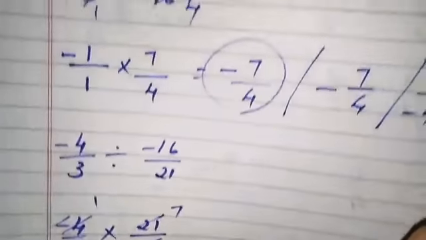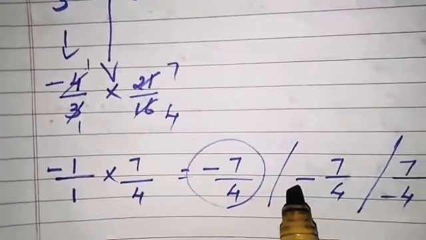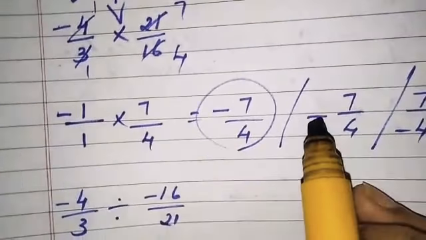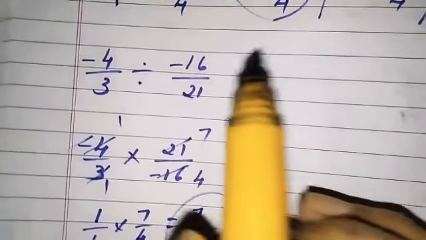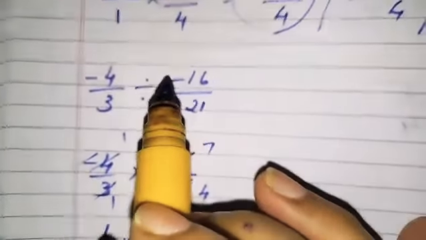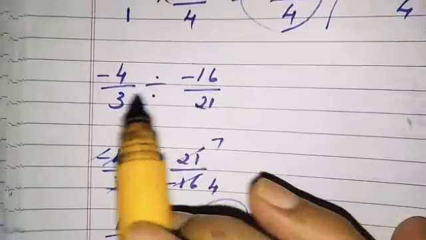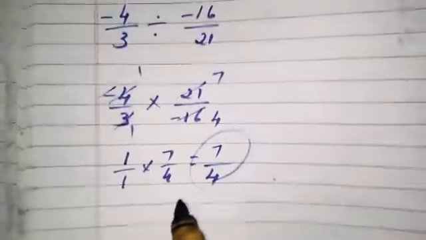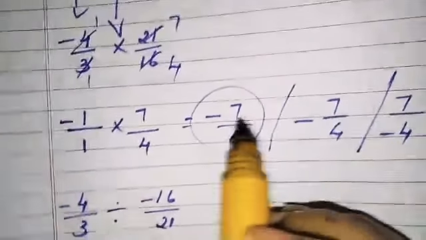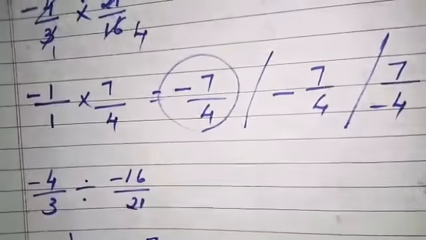In the previous sum, with the same numbers, we got a negative rational number, but here, the numbers being the same, only the signs have changed, both have become negative rational numbers now. So I got a positive answer. I got a plus 7 by 4. Earlier I had got minus 7 by 4.